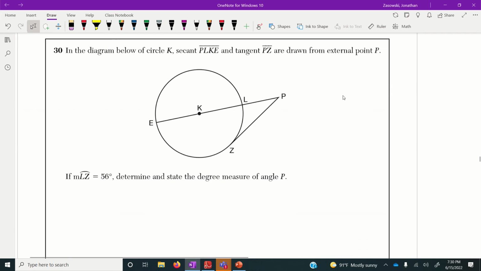All right, we've done this question before. So if arc LZ is 56, we want to find the measure of angle P. Remember, the measure of angle P is outside. Outside is different. So we're going to do the big arc minus the small arc and then divided by 2.